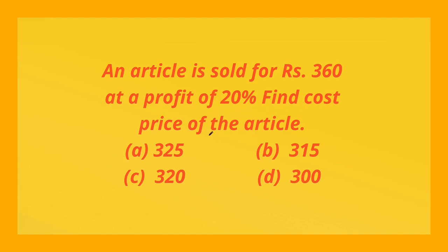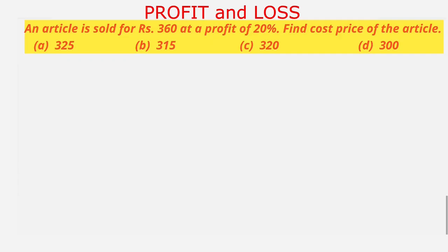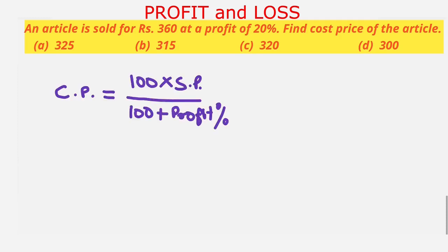Find cost price of the article. We solve the question like this. The formula for finding the cost price is CP equal to 100 multiplied by SP divided by 100 plus profit percent. We just put the values.